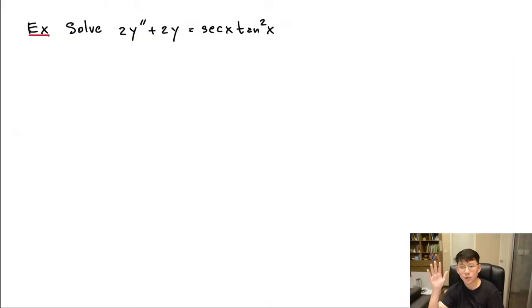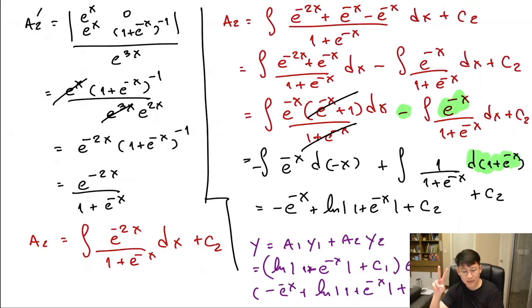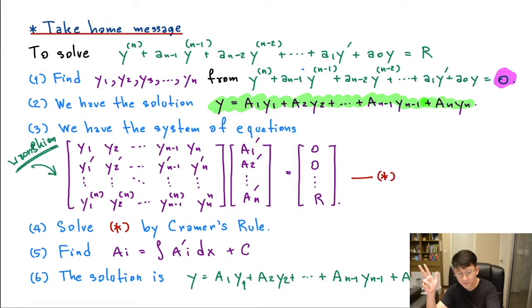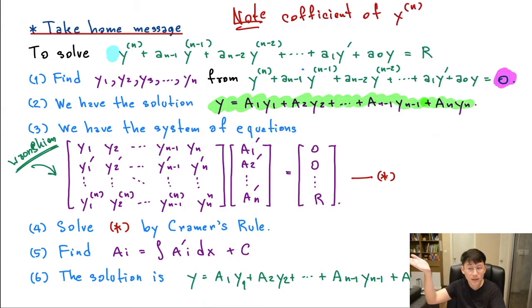Okay guys, let's look at this example. If you look here, the coefficient of y, the second derivative of y, is 2. But if you look at the take-home message, the coefficient here needs to be 1. Let's note it here: the coefficient of the highest derivative y n, the first y on the left-hand side, needs to be 1.